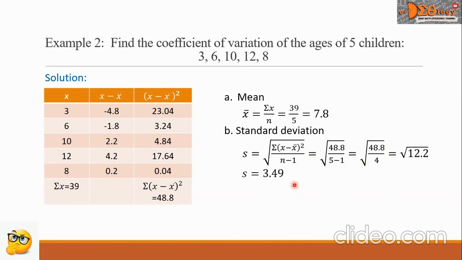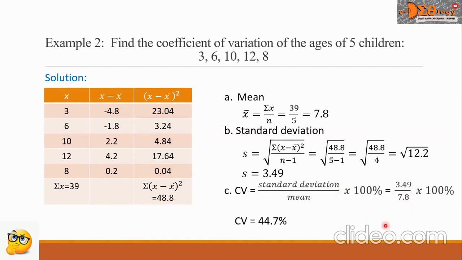3.49. Next, the coefficient of variation with this formula, standard deviation over mean times 100%. Substituting the values, we have 3.49 over 7.8 times 100%. Simplifying this equation, we have now 44.7%. This is the coefficient of variation. This is our final answer.